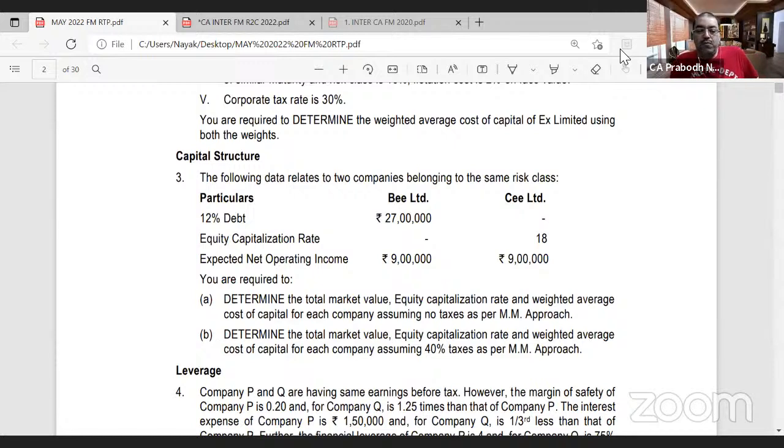The following data relates to two companies belonging to the same risk class. Particulars are 12% debt, 27 lakhs. Equity capitalization rate for C Limited is given as 18%. Expected net operating income is 9 lakhs for both of them, that is expected EBIT. You are required to determine the total market value, equity capitalization rate, and weighted average cost of capital for each company, assuming no taxes as per the approach, and the second one assuming 40% tax as per MM.